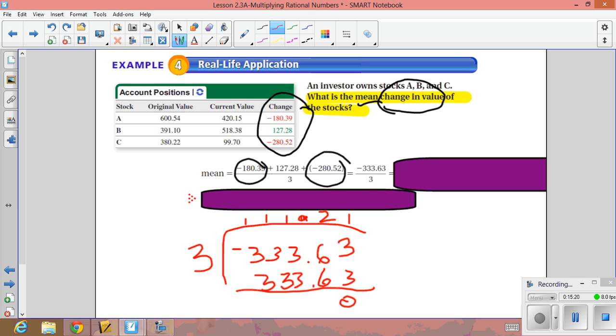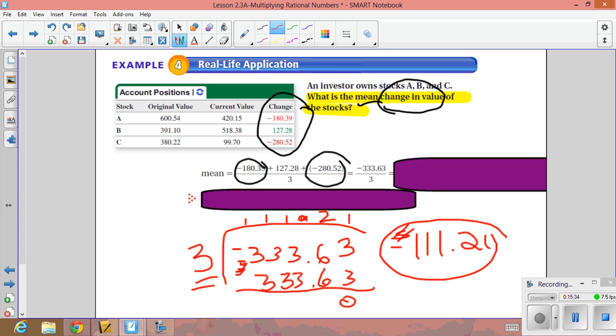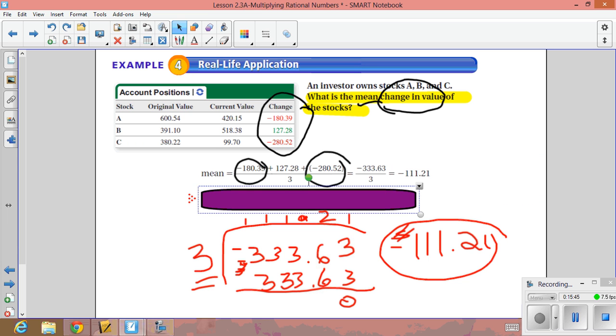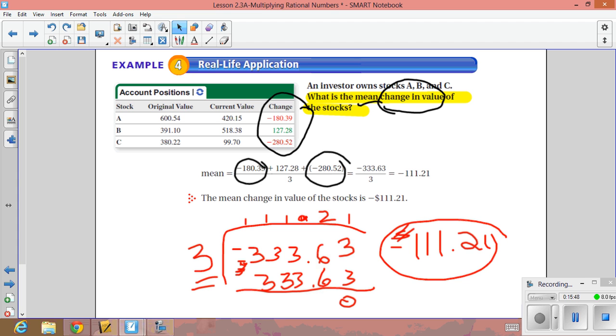And since I'm dividing a negative $333.63 by a positive 3, my final answer is negative $111.21. So the mean change in value is negative $111.21.